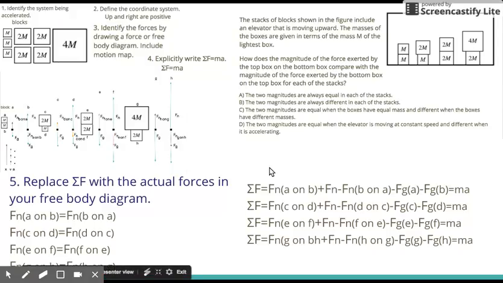And over here we see that the net force, which is the combination of both the free body diagrams for each set of blocks, is represented over here. And those will equal mass times acceleration. In this case, since our motion map determined that acceleration is 0, then this would be 0 for each system of blocks.